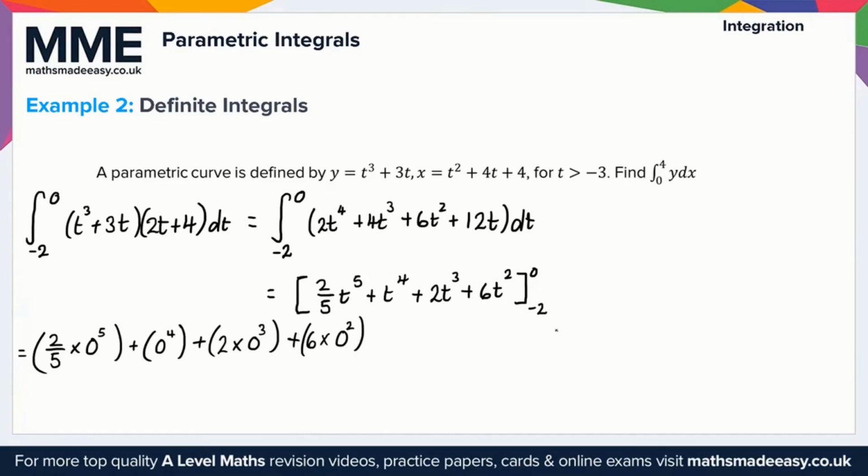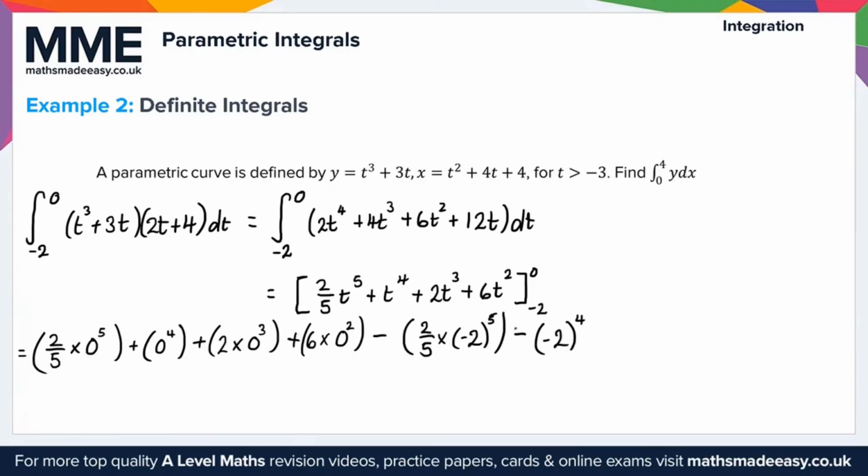Now for the lower limit here, remember we need to minus each term here. So it's going to be minus 2/5 of minus 2 to the power of 5. Okay, so times minus 2 to the power of 5. Okay, plus, but remember, we're subtracting each of these ones off. It's going to be a minus. It's going to be minus 2, so minus 2 power of 4.